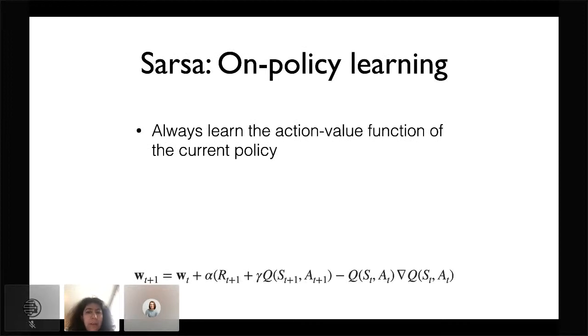Now, another version of an algorithm is what's called SARSA, on-policy learning. Here, we're going to learn the action value function of the current policy. The current policy is going to be exploratory, but we're going to do the kind of update you see here on the slide, which says we're going to move our parameters in the direction of the TD error. The TD error is computed over the action values, and the actions are always taken according to the current randomized policy.